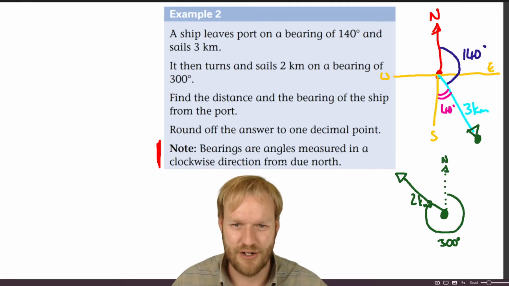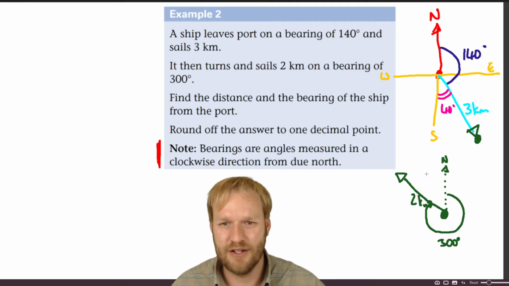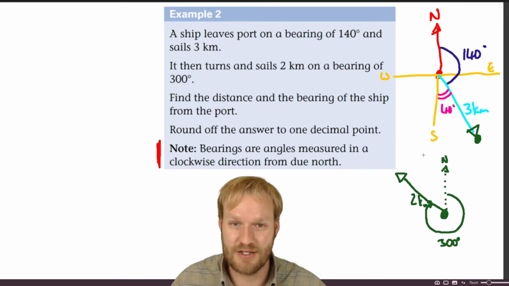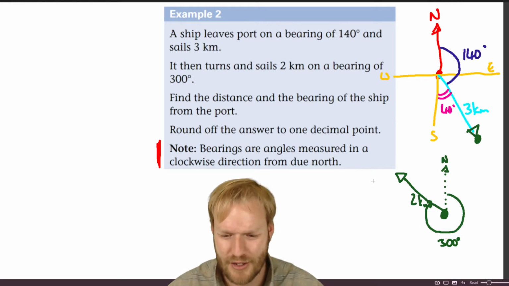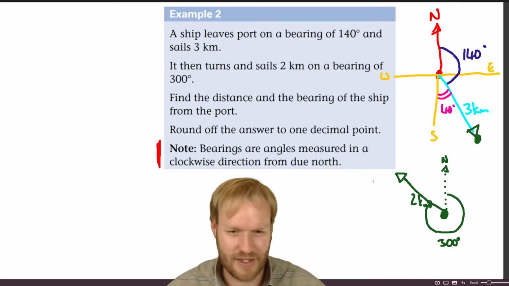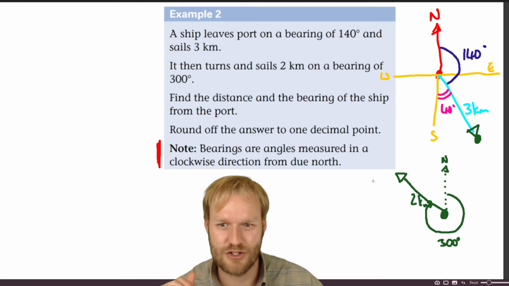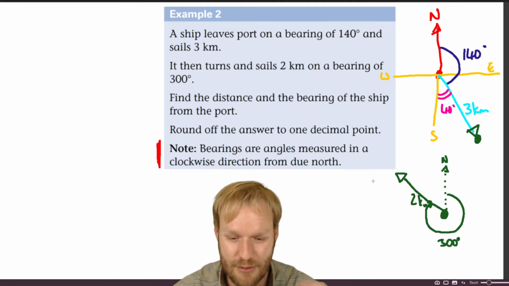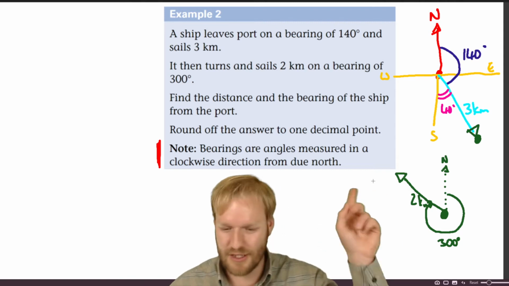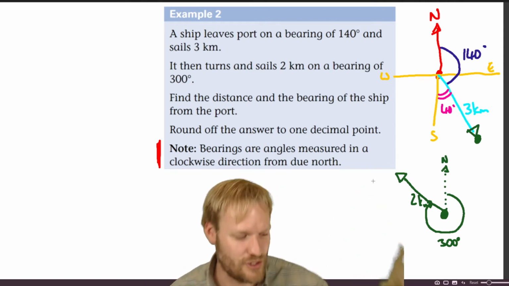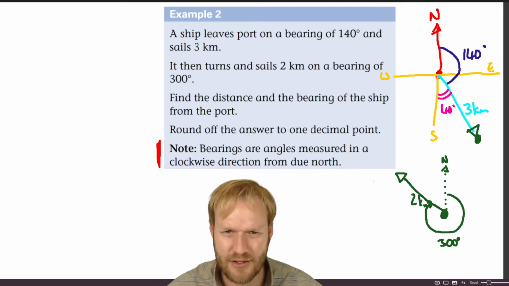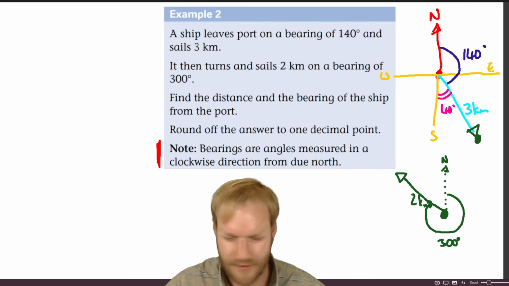What we need to find are the distance and the bearing of the ship from its original port. So I'm going to leave you for a second and give you half a chance just to try and draw a diagram of these parts over here. So combine those two into one diagram, and then hit OK when you want to come back.